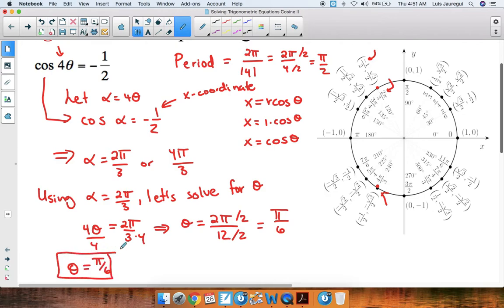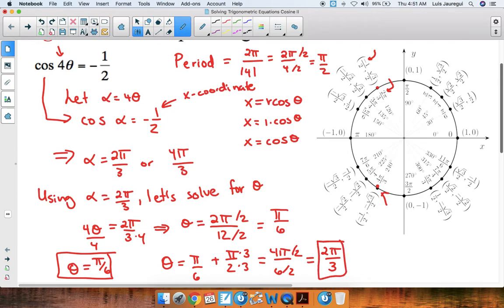Now to get the other thetas, what we're going to do is to add the period. So the next theta will be pi over 6 plus the period of pi over 2. Now we're going to get the same denominator, so let's multiply this one by 3 over 3. And we get that this is 1 pi plus the 3 pi becomes 4 pi over 6, which after we divide both numerator and denominator by 2 happens to become 2 pi over 3. So that's a new angle theta here.